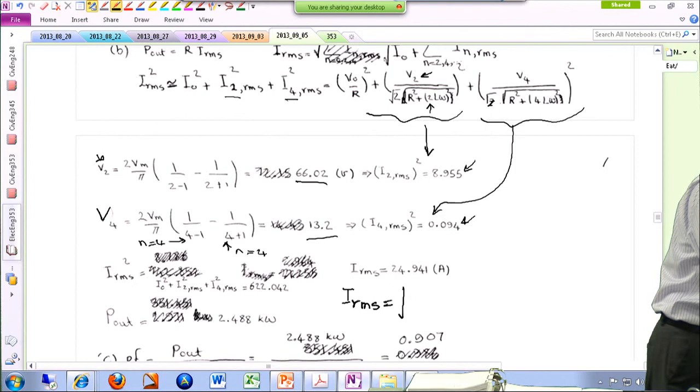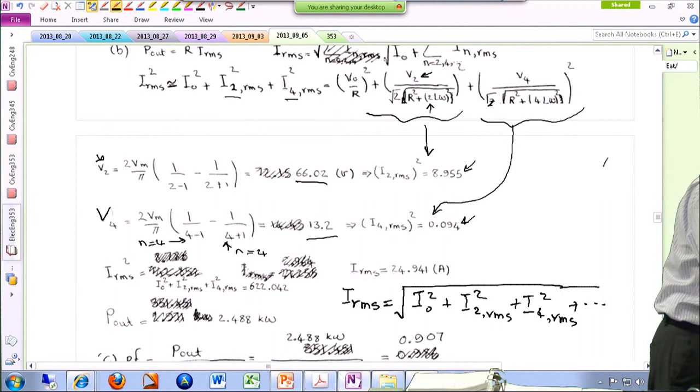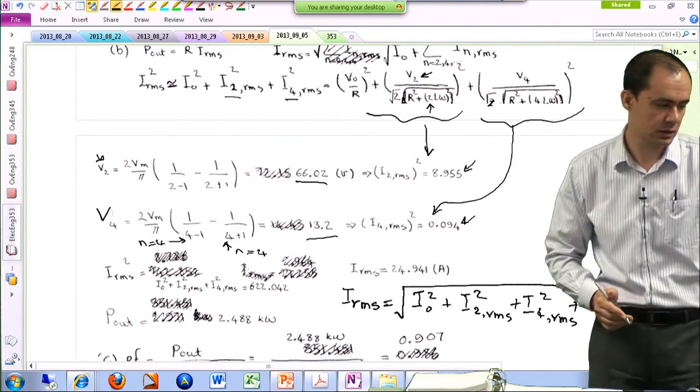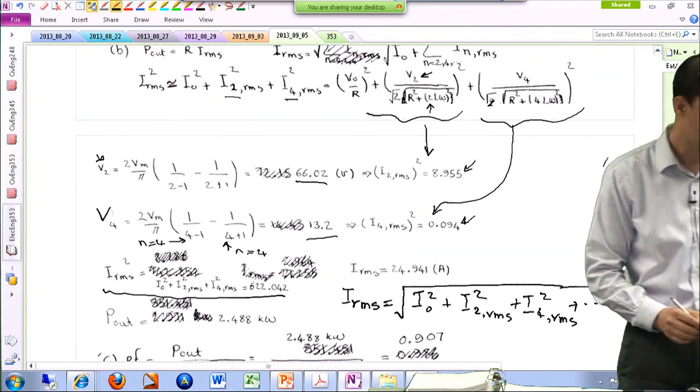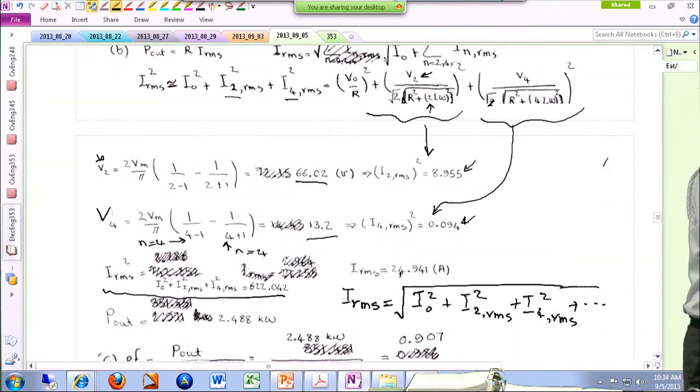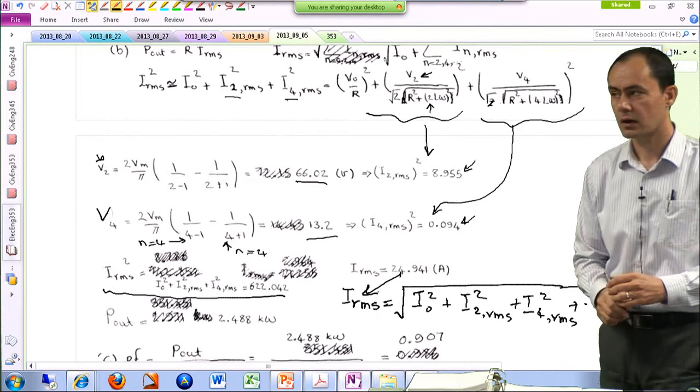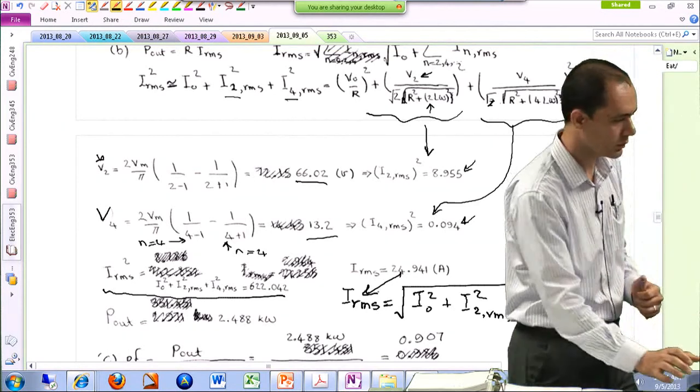In this case, I'm only looking at, so basically, I_RMS is the square root of I_DC squared plus I_2, as long as it's an RMS value squared, plus I_4, plus, in case you want to consider other harmonics, which we are not. And this equation is basically the same as what I have here. And I_RMS turns out to be 24.9 amps, which is very close to our DC component.